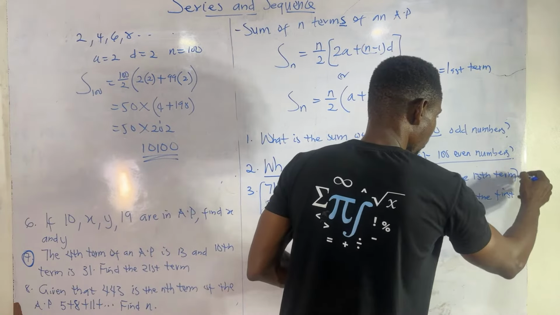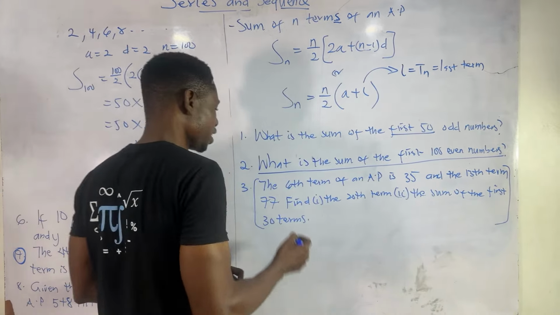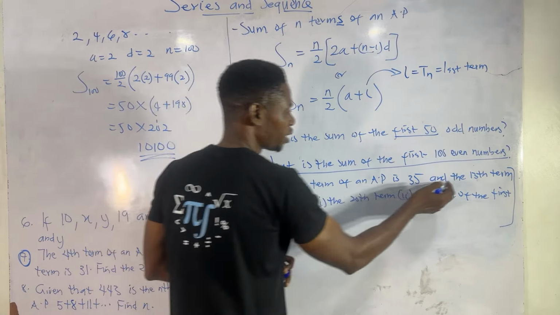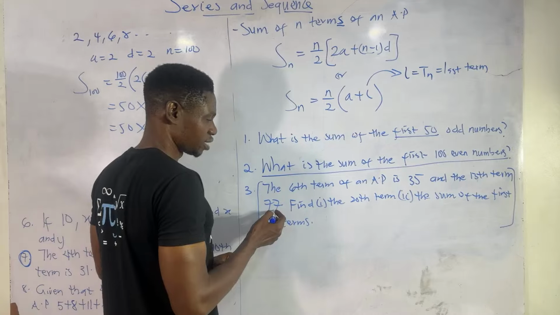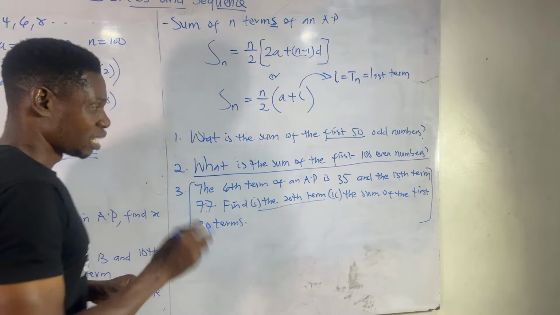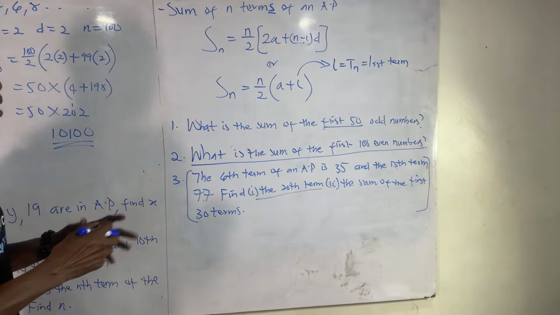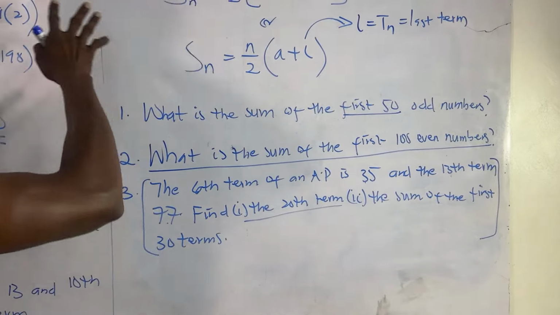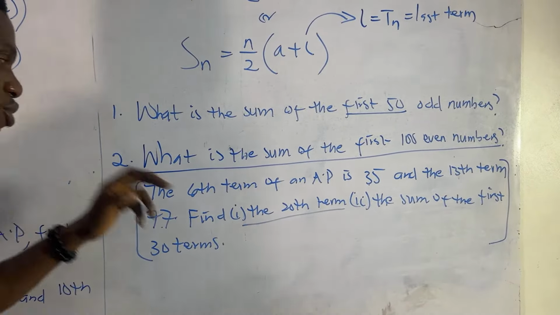So this number 3 says the sixth term of an AP is 35, while the 13th term is 77. Find the sum of the first 30 terms. This is very easy. We've done something like this. Let me give you a hint. You're going to need simultaneous equations, like the last one we saw before we came here. You're going to need that idea to find the 20th term.